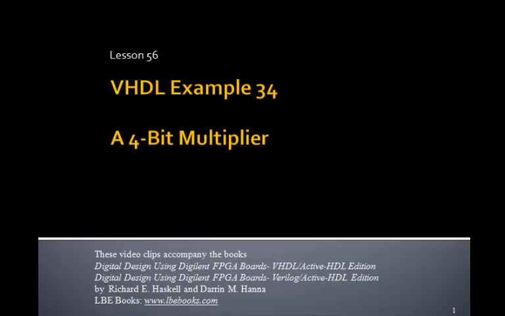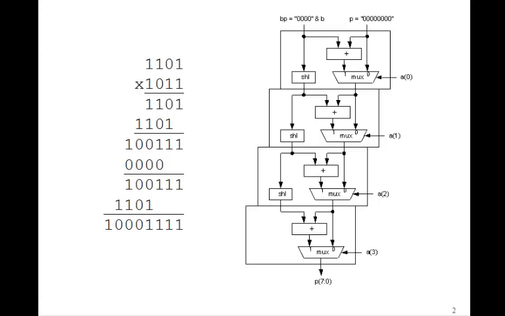This is lesson 56, VHDL example 34, and in this example we'll write a VHDL program for the 4-bit multiplier that we designed in lesson 54. You remember in that lesson we saw that this circuit would do this binary multiplication here. And this is 4 copies of a component including an adder, a multiplexer, and a shifter.